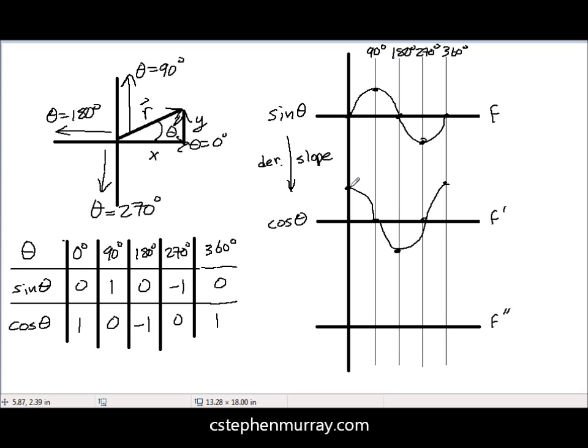So now let's look at this. This has a slope of 0, 0, negative, negative, 0, positive, 0. And it shows here that if we take the second derivative, which is again the slope, we get a negative sine of theta. Okay? Now let's remove this, and we'll move over.